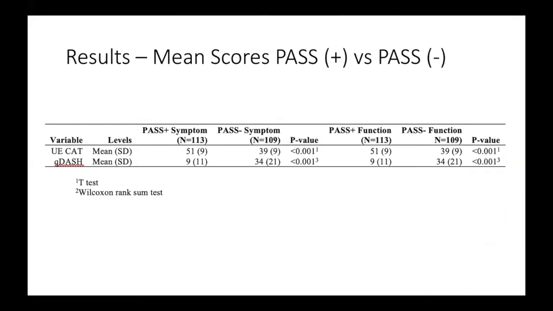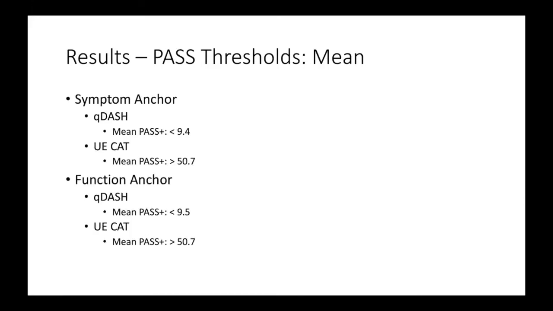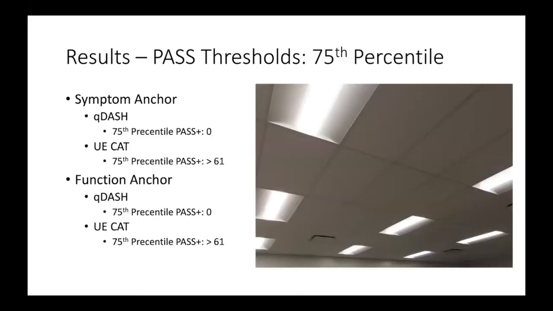The mean PROMIS UE-CAT score for PASS positive patients was 51, and this was significantly greater than the mean score for PASS negative patients. The mean QuickDASH score for PASS positive patients was 9, and this was significantly less than the mean score for PASS negative patients. Using the mean score for PASS positive patients, the PASS threshold for the QuickDASH across both anchors ranges from less than 9.4 to 9.5, and the PASS threshold for the UE-CAT is greater than 50.7.